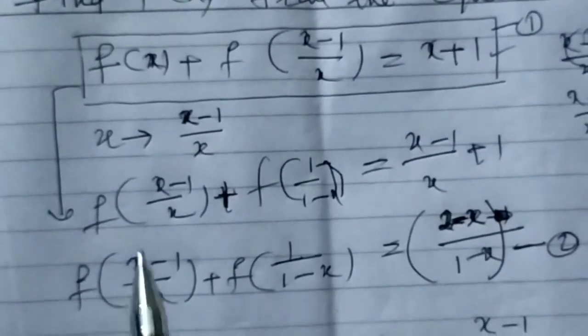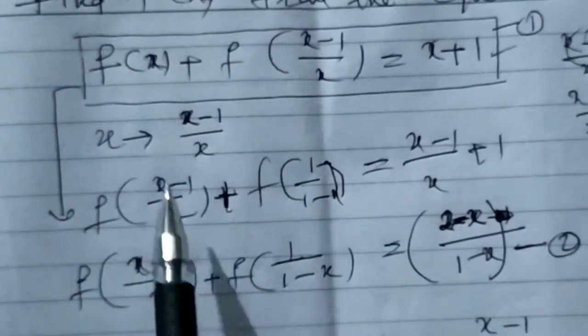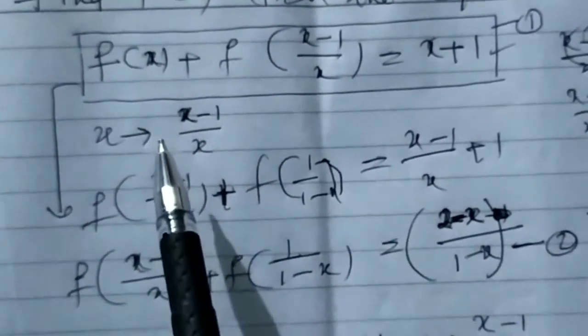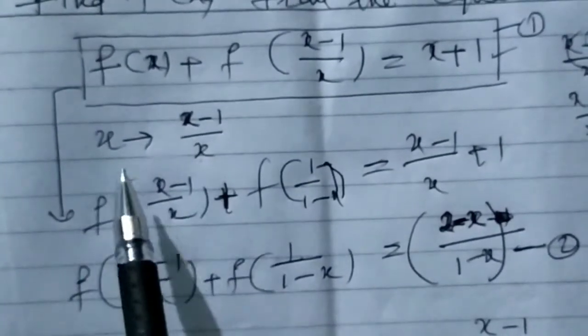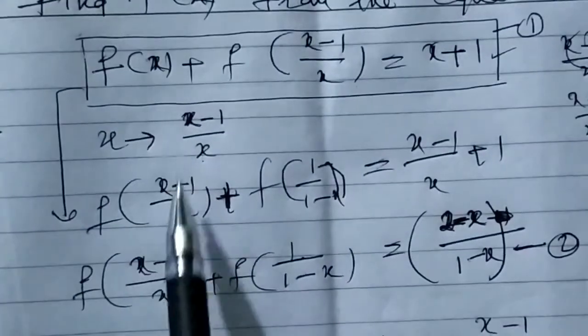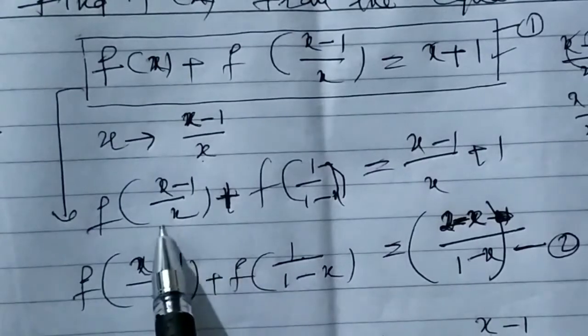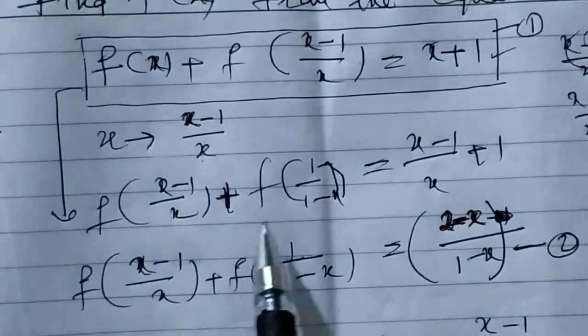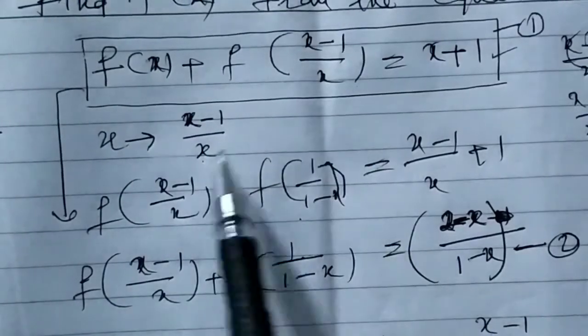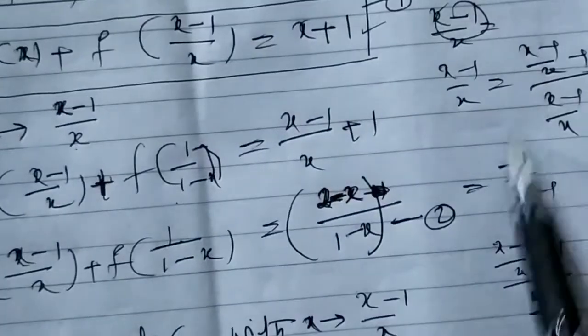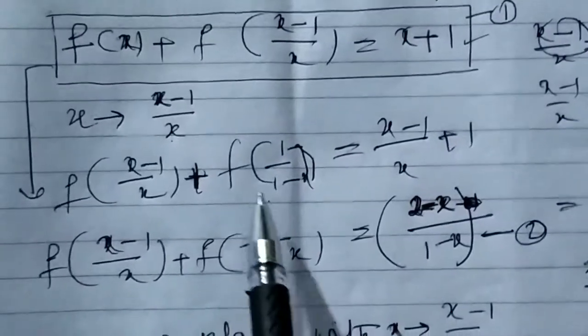Next we see f of x here. F of x is replaced by x minus 1 by x. We are getting the equation as x is replaced by x minus 1 by x. We are getting f of x minus 1 by x plus f of 1 by 1 minus x. As x is replaced by x minus 1 by x, we do the calculation and get this result.